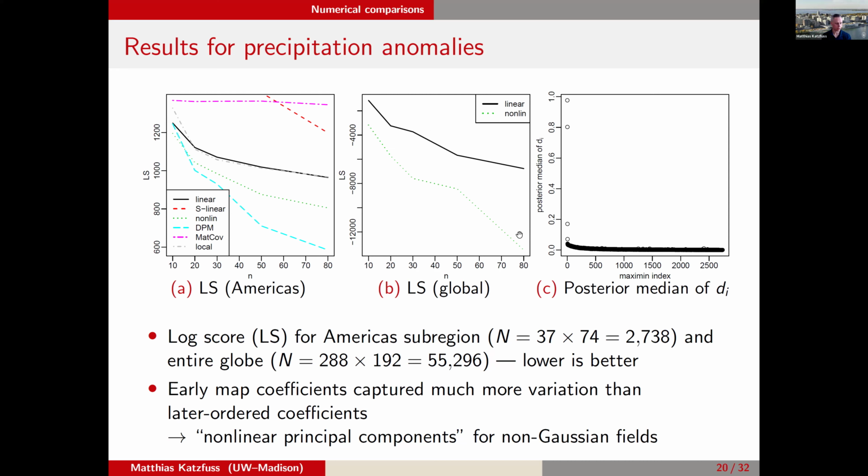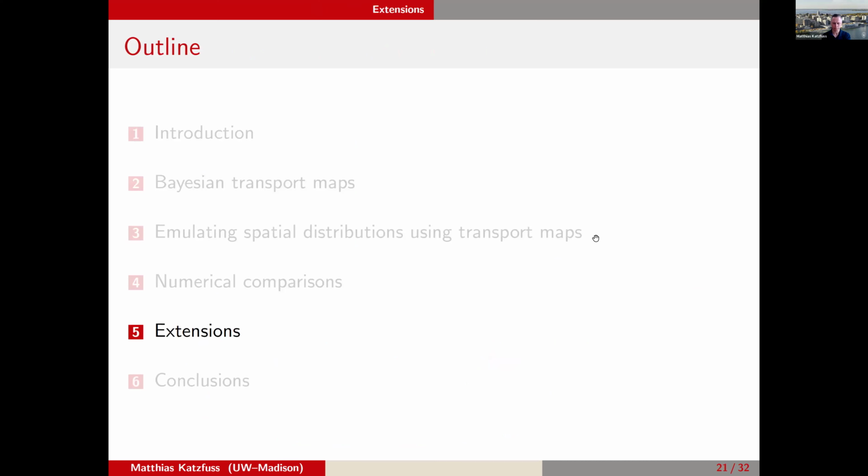I will not say too much about this last plot, but this is basically a posterior median of the D_i as a function of i, of the maximum ordering index. And these drop off very quickly. So what this shows is that we can capture most of the variation with early ordered coefficients, and we can use this approach as a version of nonlinear principal components if we have non-Gaussian fields. But I won't talk about this too much in this talk.